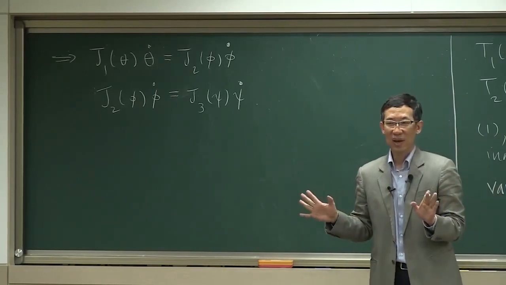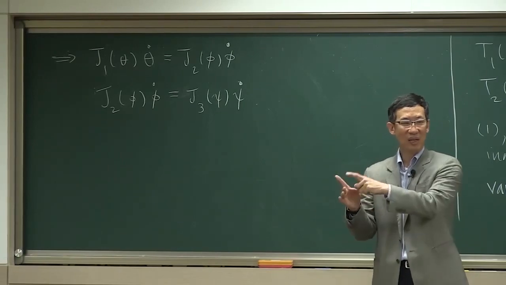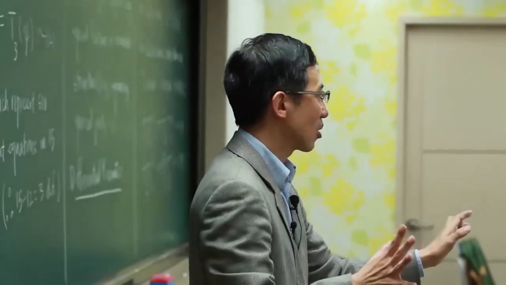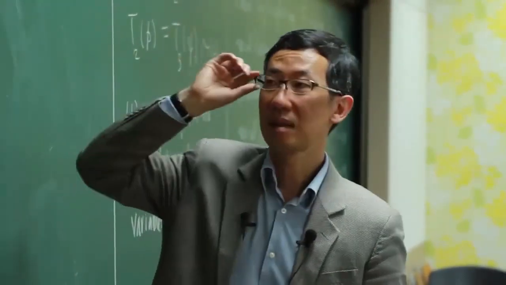Incidentally, I don't need to write T1 equals T3, right? I wrote T1 equals T2, T2 equals T3, so writing T1 equals T3 is redundant. Don't need to do it. It's already there. Okay, so I can write it this way.